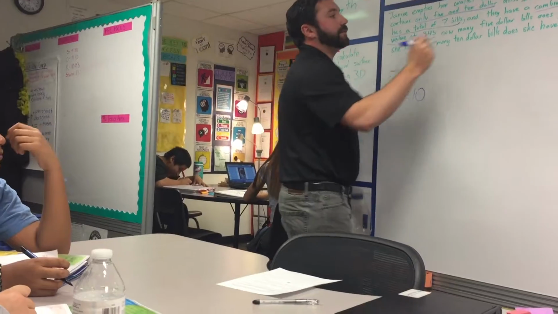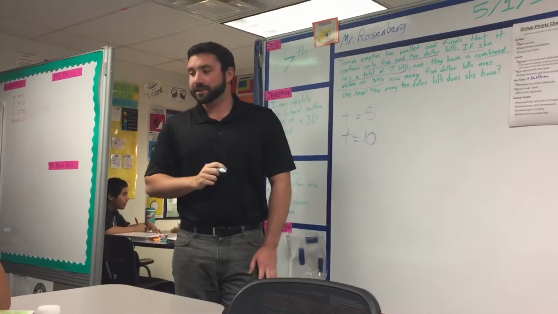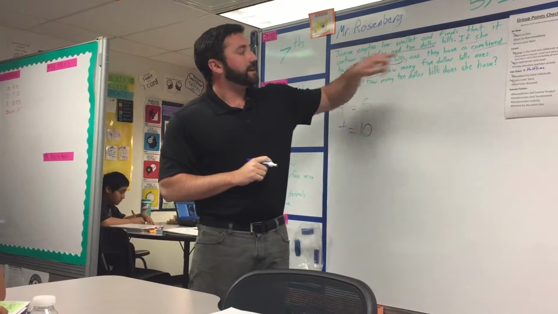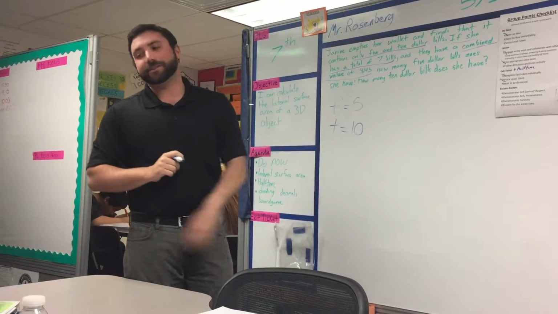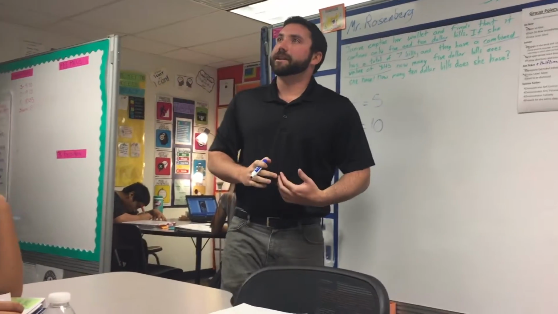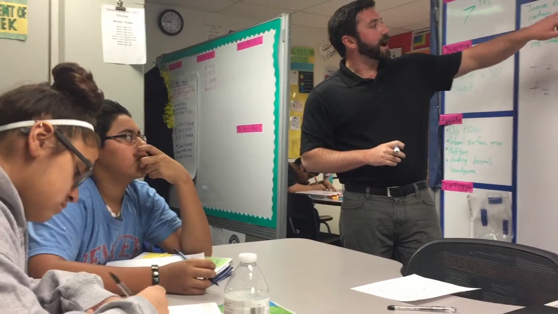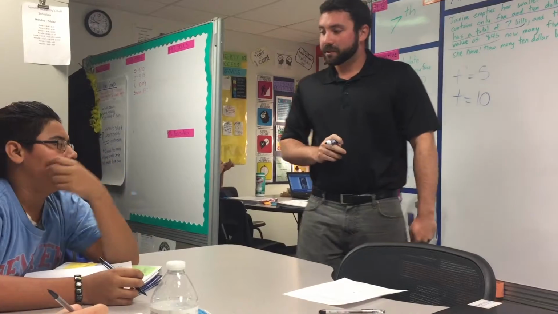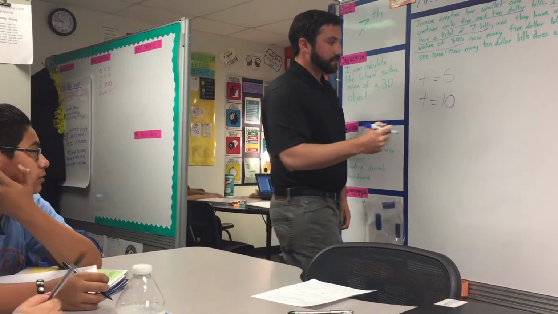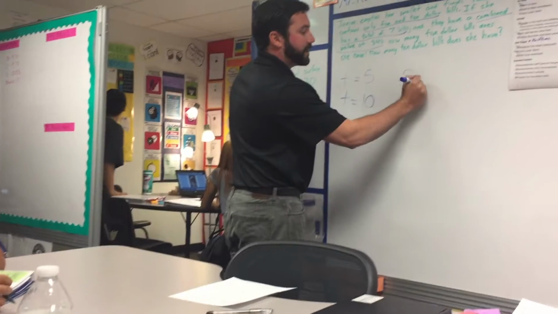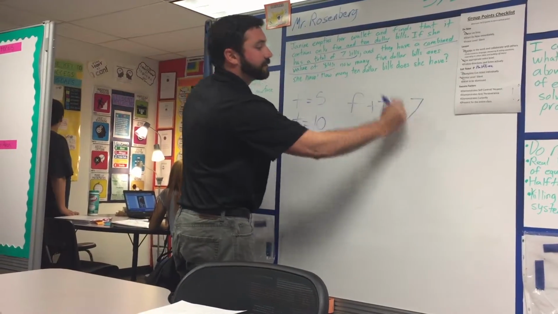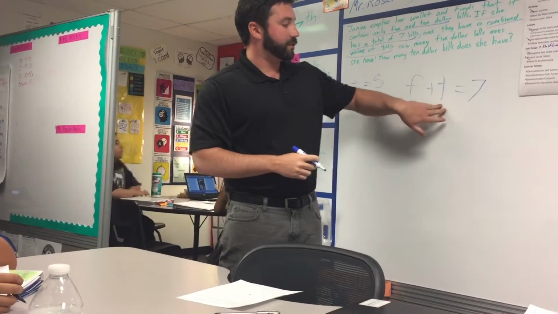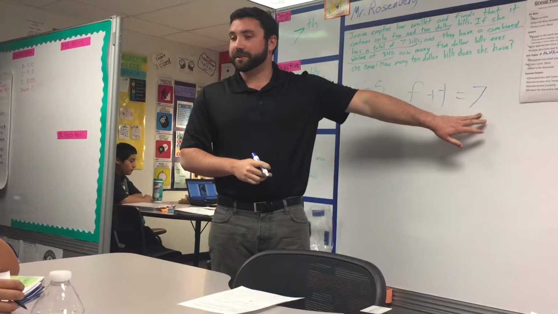All right, that should be enough information for us to write two equations. So if she only has $5 bills and $10 bills, and she has 7 bills in total, how could I write an equation to represent that? So that we have $5 and $10 bills, together they make 7 bills. F plus T equals 7. That's right. So that's our first equation, right? The total number of $5 bills and the total number of $10 bills will give us 7 bills total.